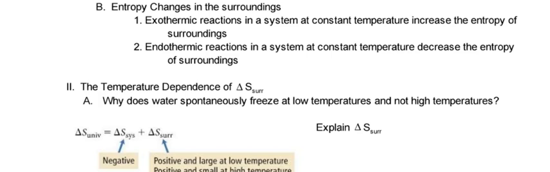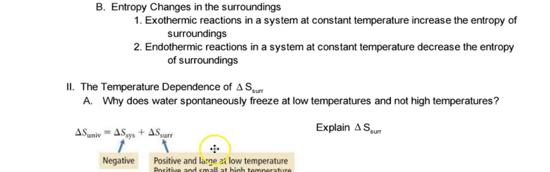That's exothermic. So what's it doing? It's increasing the entropy of the surroundings. It's giving more energy to the surroundings, so they're going to have more motion. Endothermic reactions in a system at constant temperature will decrease the entropy of the surroundings. Why? Because they're taking energy from the surroundings into the system, and therefore the motion is going to slow down and you're going to decrease it.